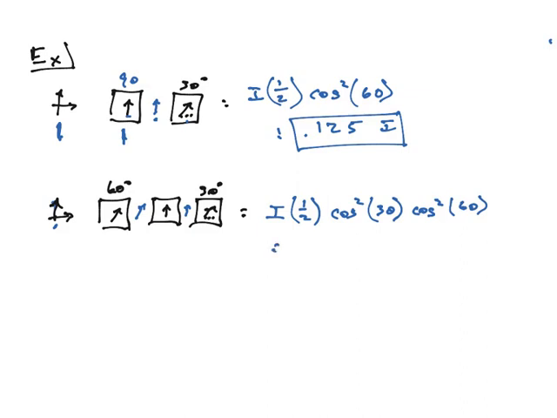And so here we go for our calculator. We have cosine of 30 squared times cosine of 60 squared times a half. I get 0.094 times I.